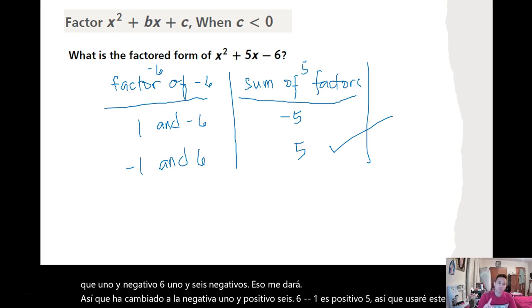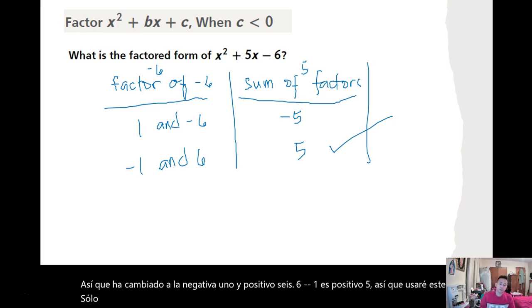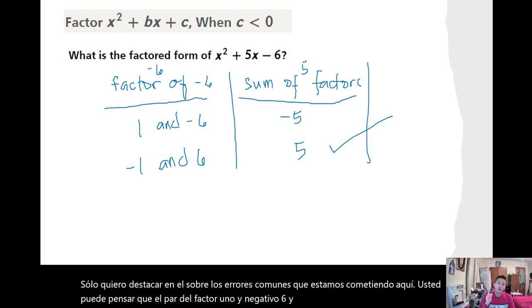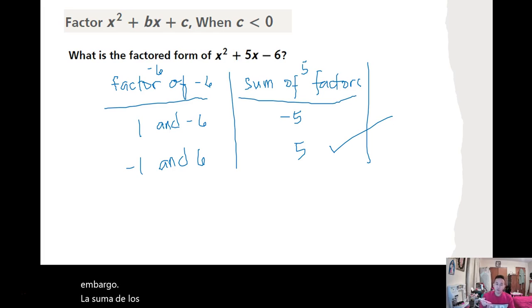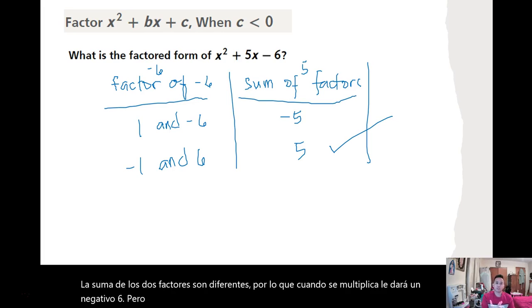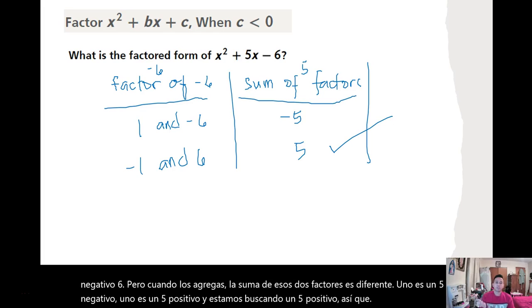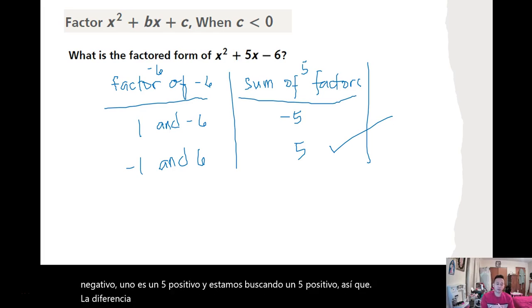I just want to emphasize a common error that we commit here. You may think that the factor pairs 1 and -6 and -1 and 6 are the same. However, the sums of the two pairs are different. When you multiply, it gives -6, but when you add them, one is -5, one is +5, and we are looking for +5. The difference with the previous example, where b is less than 0 and c is greater than 0, is that both must be negative.